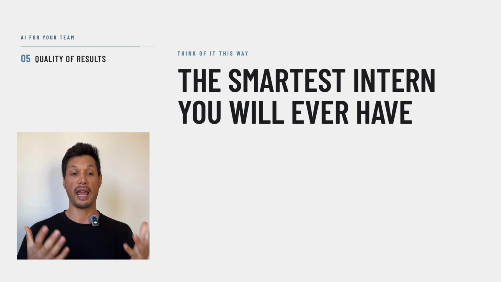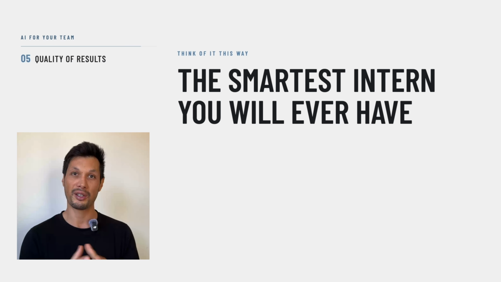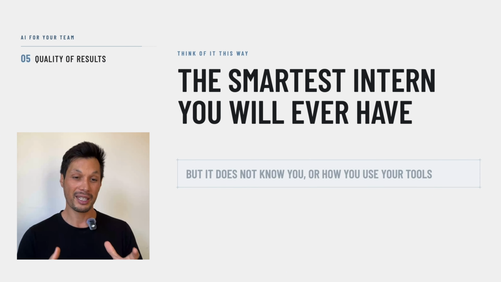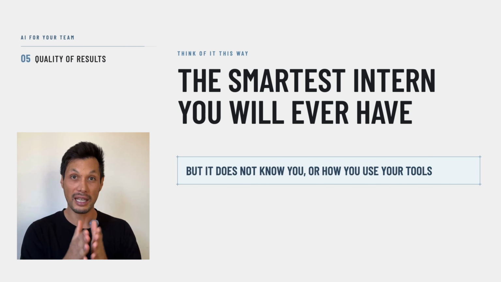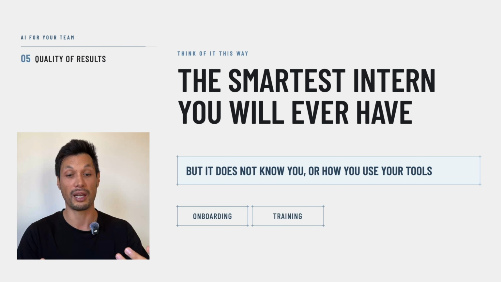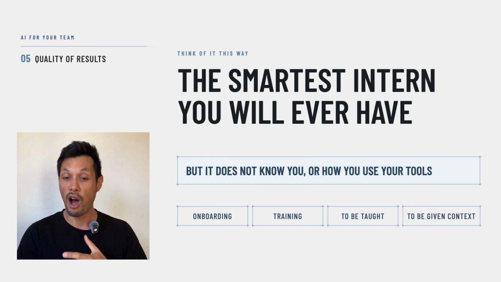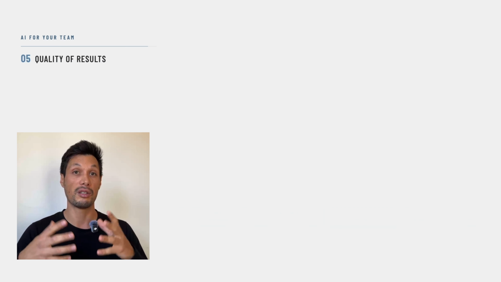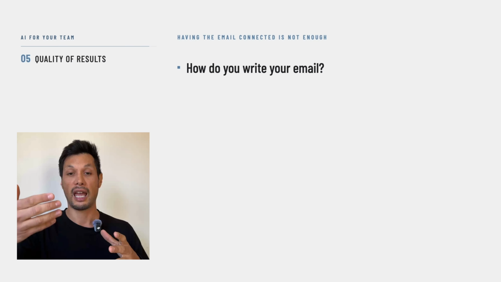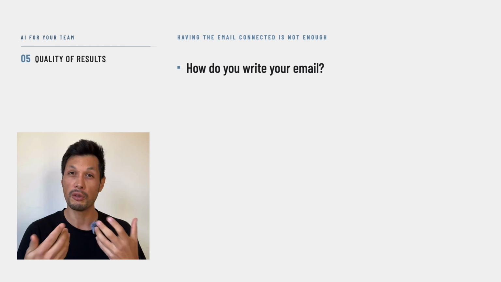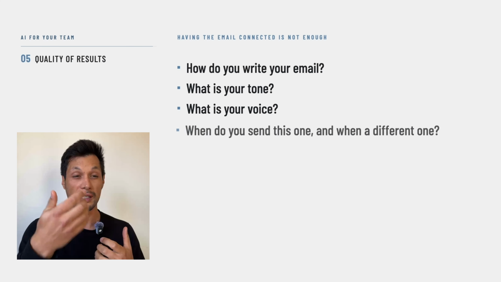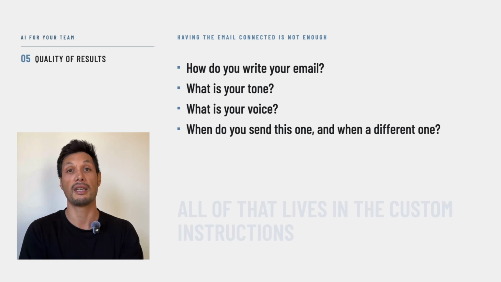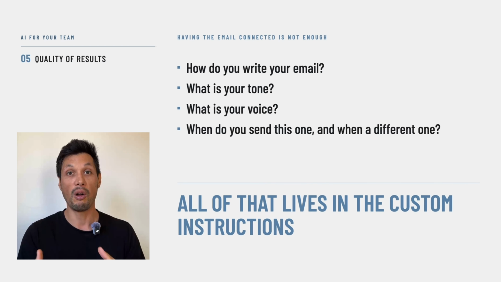So you can think of an AI agent as the smartest intern you're ever going to have, but your AI agent doesn't know you or doesn't know how you use your tools. So you need to give context as well. It needs an onboarding, it needs training, it needs to be taught, it needs to be given context, it needs to know not only that it has an email connected, but also how you write your emails. What is your tone? What is your voice? In which case you would send this email, in which case you're going to send a different email. So you need to train it, and all of that happens in the custom instructions.